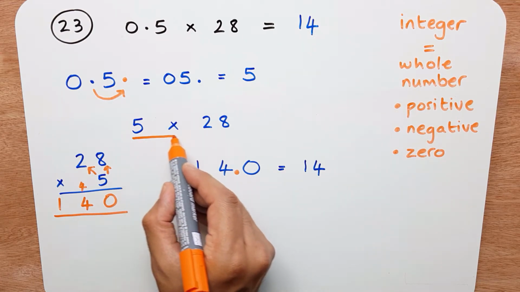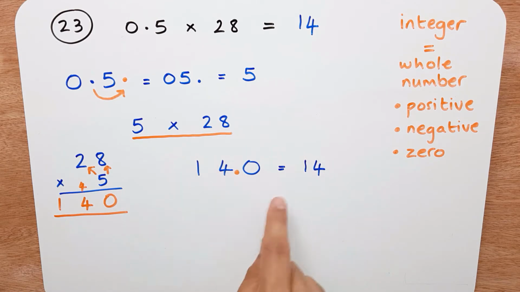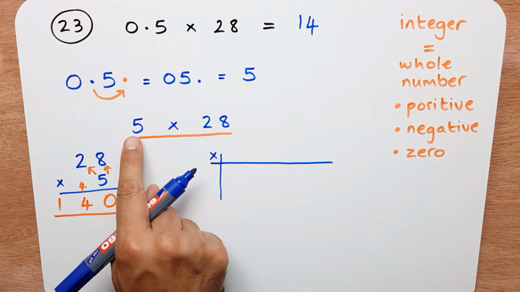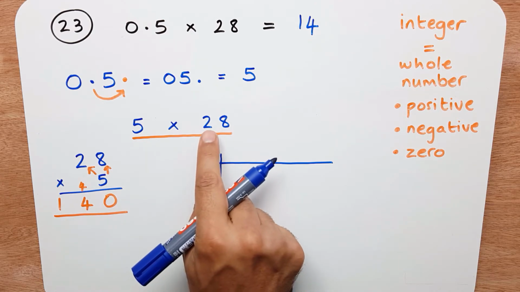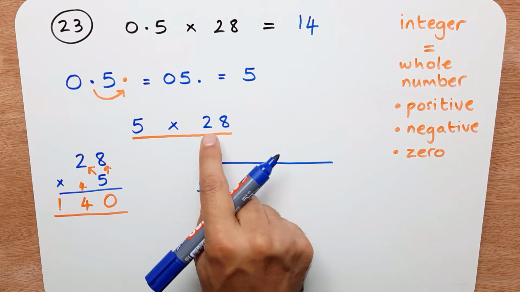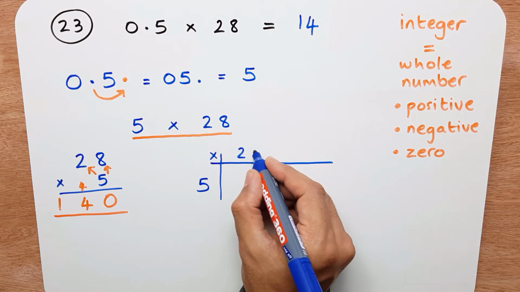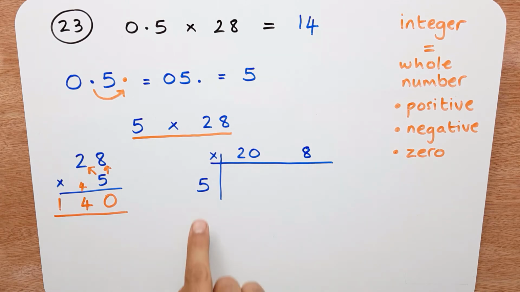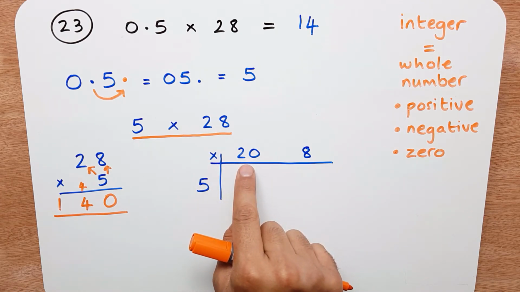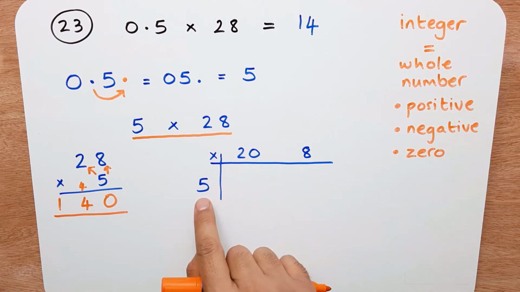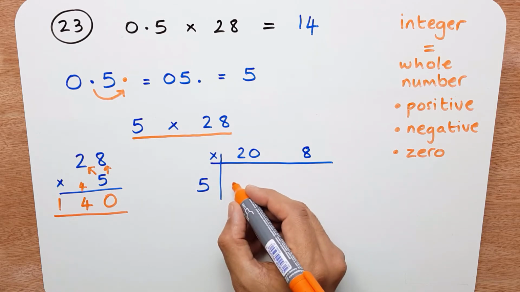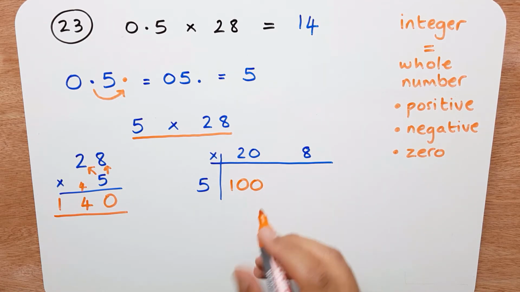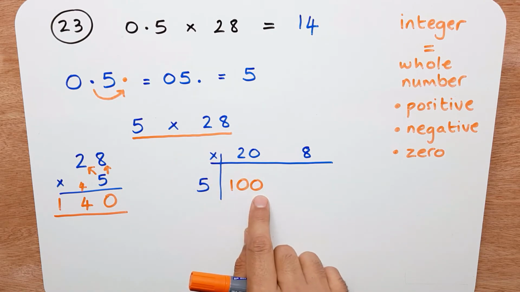Now what I want to do is I want to do this using the grid method. So let me just clear this. So let me draw the grid. The 5 can go down here. And the 28 I'm going to split up or partition. So 2's in the tens column, so that's 20. And 8 is in the units or the ones column. So we're going to put 8 there. So now it's 5 times 20. Now we can hide this 0 and do 5 times 2. And I know 5 times 2 is 10. Now simply bring this 0 back down here. So 5 times 20 is 100.